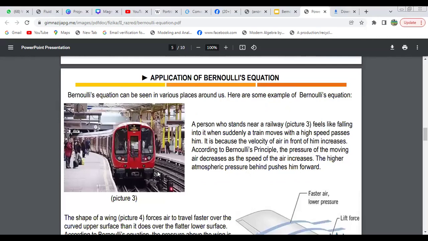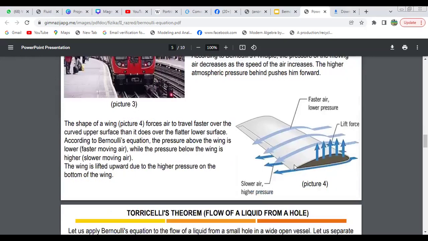Application of Bernoulli's principle. Bernoulli's equation can be seen in various places around us. Here are some examples. This is a train. A person who stands near a railway feels like falling into it when a train suddenly passes him at high speed. It is because the velocity of air near him increases. According to Bernoulli's principle, the pressure of moving air decreases as the speed of the air increases. Okay, the higher atmospheric pressure behind pushes him forward. So this is a real life example for us to understand Bernoulli's equation or Bernoulli's principle.